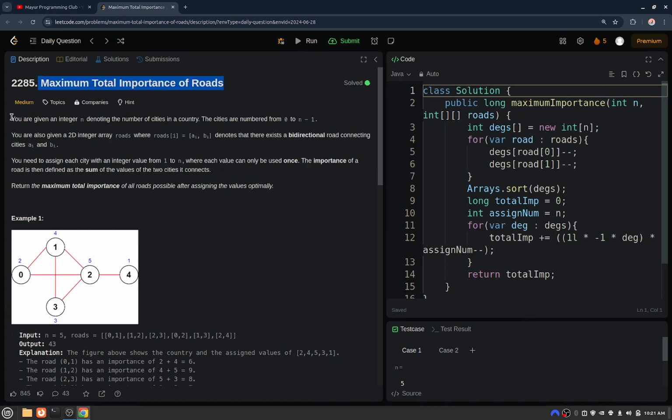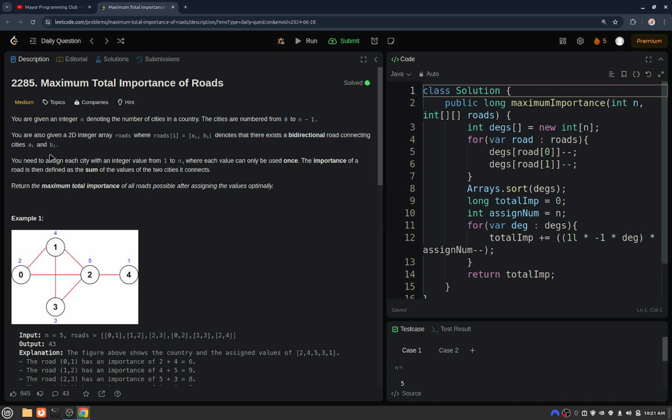So the problem statement goes like this. You are given an integer n denoting the number of cities in a country. The cities are numbered from 0 to n minus 1. And you are also given a 2D integer array roads, where each entry in the roads array denotes a bidirectional road between two cities A and B.